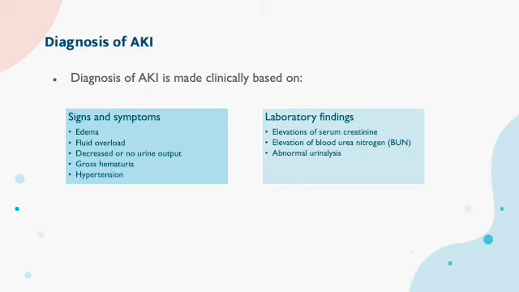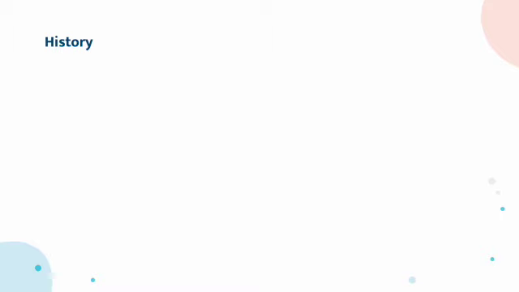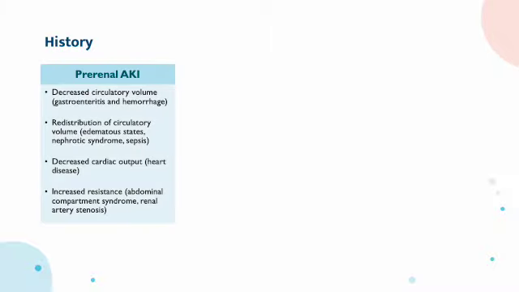Further evaluation focused on identifying the underlying cause and/or contributing factor is important in AKI. History provides insight into causes or risk factors for pre-renal AKI, including decreased circulatory volume in gastroenteritis and hemorrhage, redistribution of circulatory volume in edematous states, nephrotic syndrome, and sepsis, decreased cardiac output in heart failure, or increased systemic resistance in abdominal compartment syndrome and renal artery stenosis.